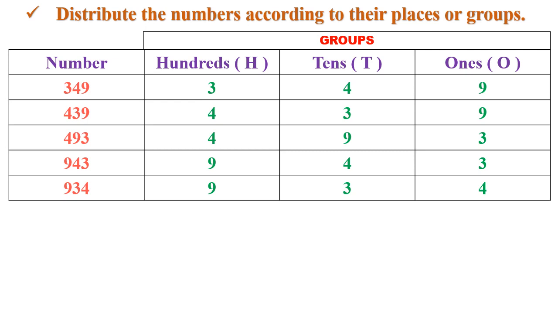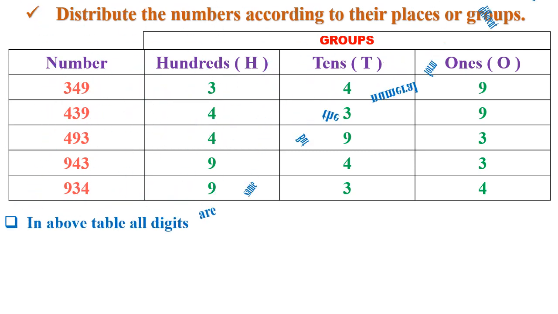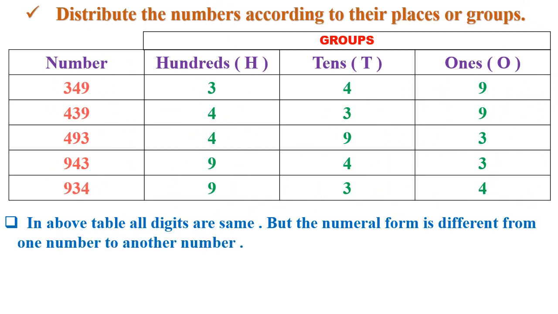The only similarity is that all the digits are the same. Using these digits, I am making all the numbers different. According to the number name, their groups, their places are also different. In the above table, only the digits are the same. Now what is called a digit? A single number in numeral form is known as a digit. Okay. So here in all these numbers, the digits are the same.